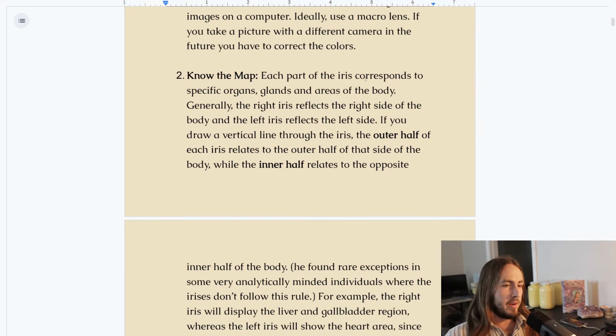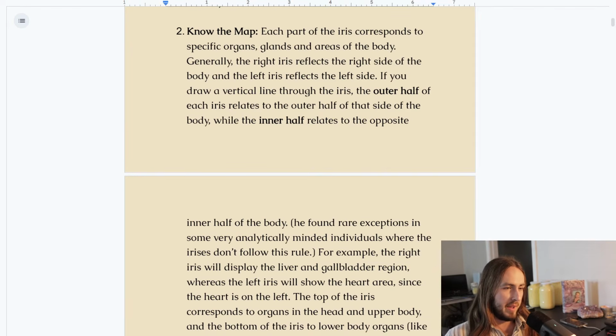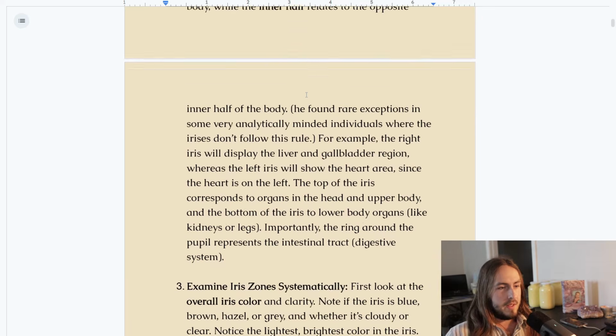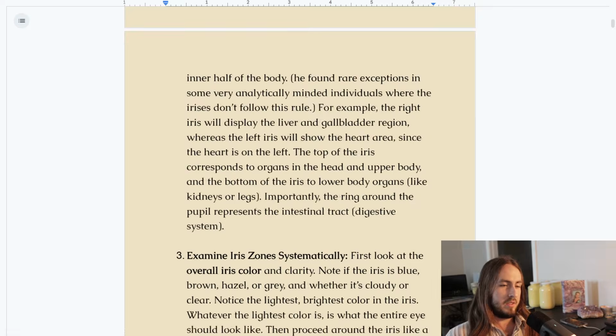So each part of the iris corresponds to a specific organ, gland, or area of the body. Generally, the right iris reflects the right side of the body and the left is the left side of the body. If you draw a vertical line through the iris, the outer half is the outer half of the body, and the inner half is the inner opposite. And for some people who are very, very analytically minded, the iris doesn't follow these rules.